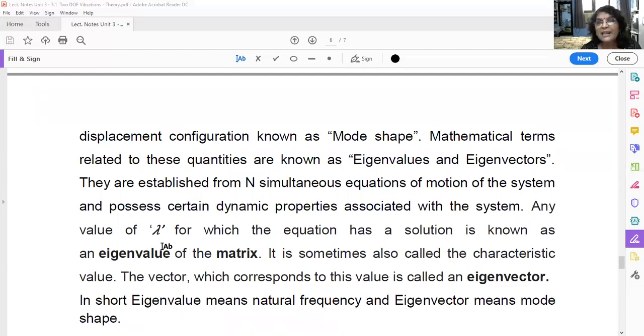Eigenvalue is denoted by lambda, and lambda is equal to omega n square. This you are going to study further. Okay, so lambda is equal to omega n square means what? Lambda is nothing but eigenvalue. It is giving you the natural frequency.